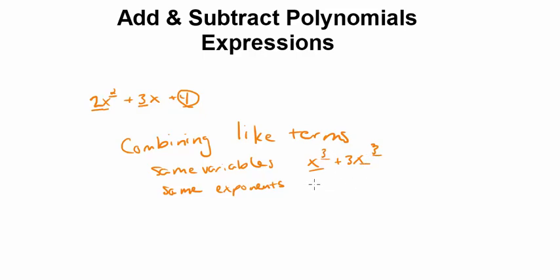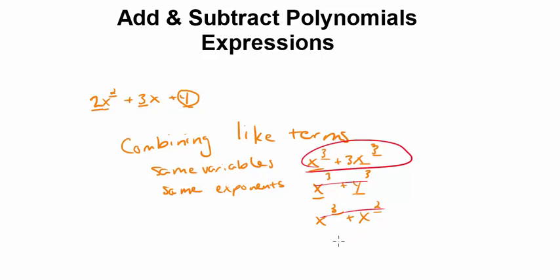So if you have x to the third plus y to the third, those are not considered like terms because they are different variables. Likewise, if you have x to the third plus x squared, again, those are not the same exponents, so they cannot be combined. So real quick, these two cannot be combined, but this one could be.